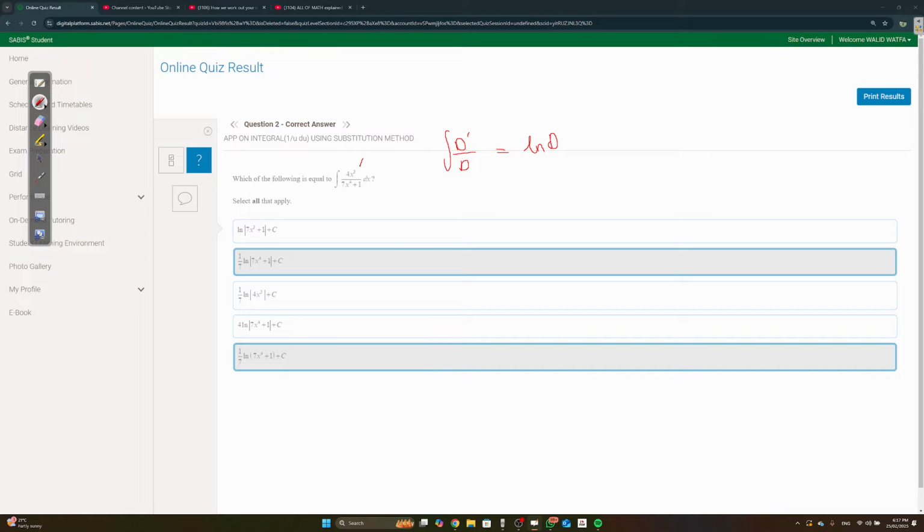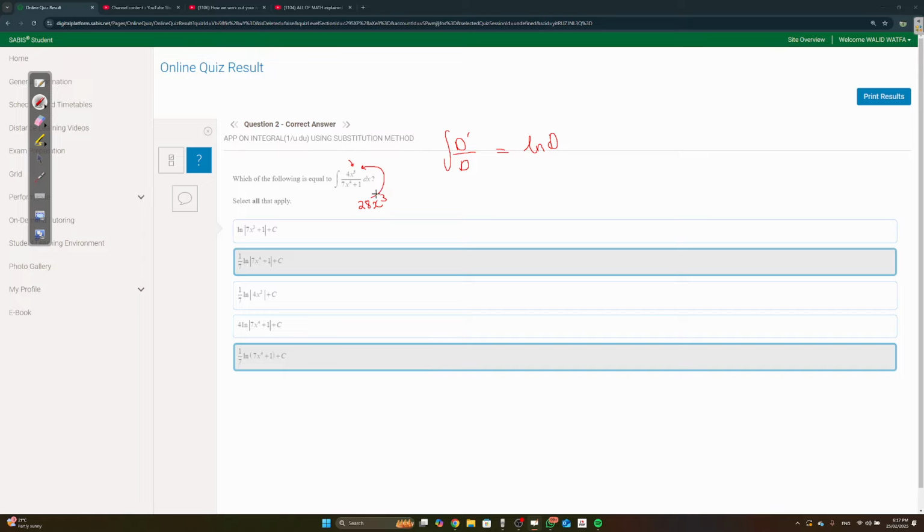Let's see. Is the numerator the derivative of the bottom one? Let's take a look. What's the derivative of 7x to the power 4 plus 1? It's 28x to the power of 3. But do I have 28x to the power of 3? No. Here is where you need to use your head a bit. It's 4x to the power of 3.